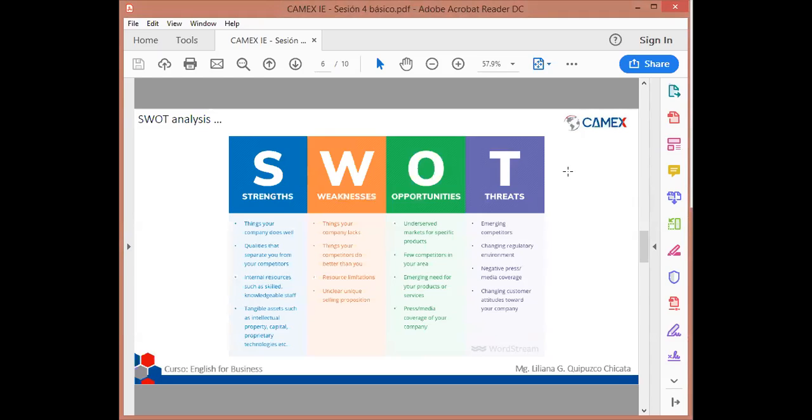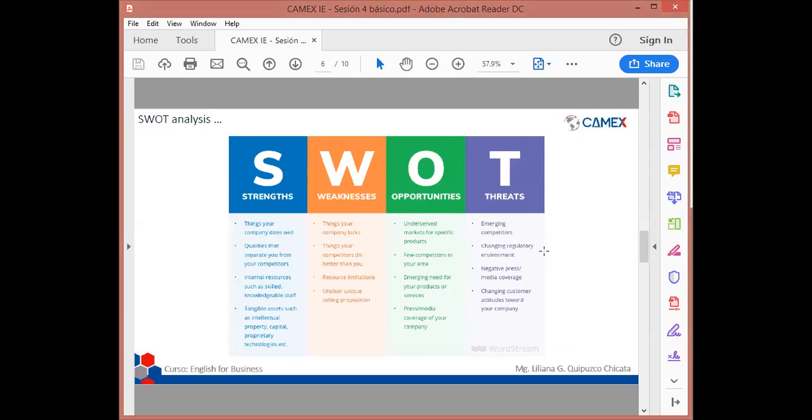And now, the final part of the SWOT analysis is threats. In this case, we are talking about emerging competitors, changing regulatory environment, negative press or media coverage, and changing customer attitudes toward your company. First, if we talk about emerging competitors, it means that maybe we are in an organization that only has two or three restaurants, but now there are appearing more and more restaurants, and now we have 10 restaurants around us. So that is going to be a threat for us.